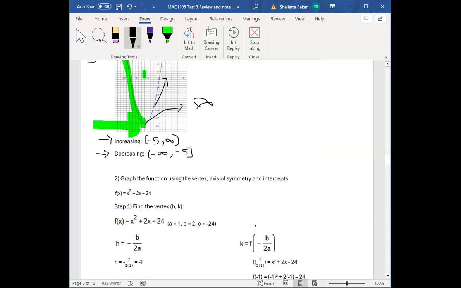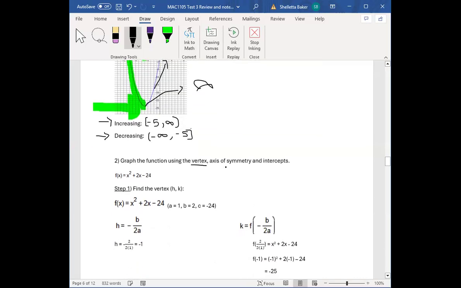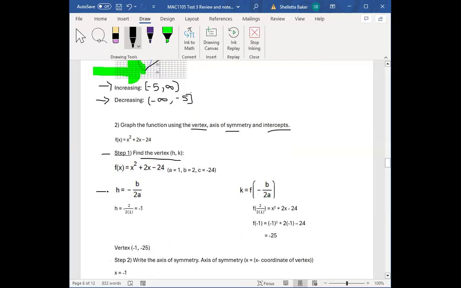Problem 2, graph the function using the vertex, axis of symmetry, and intercepts. So we want to find each of those. To find the vertex, remember the vertex is the ordered pair (h, k), and we use our formula to find it. To get the h value, we divide -b by 2a. To get k, the y coordinate of that vertex, we take f of -b over 2a. So we have to find -b over 2a first.